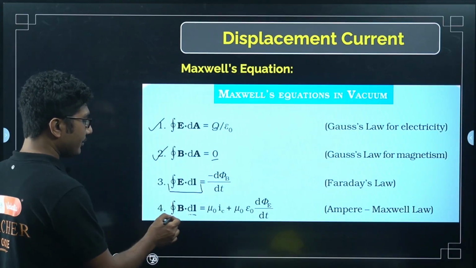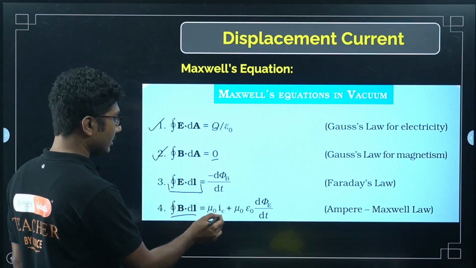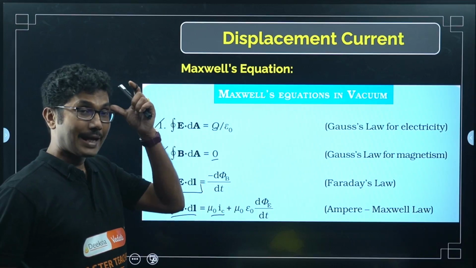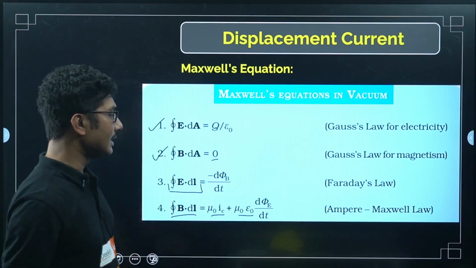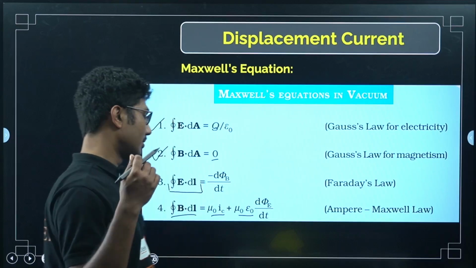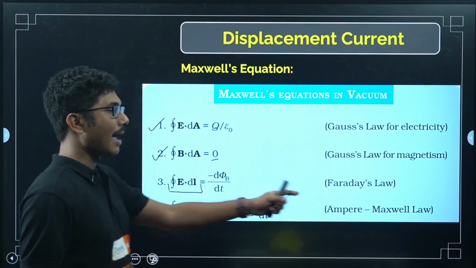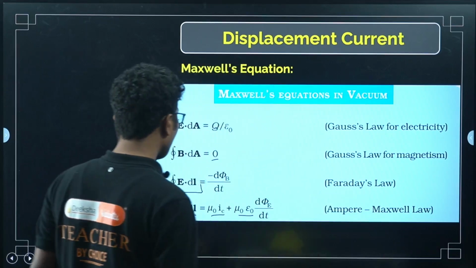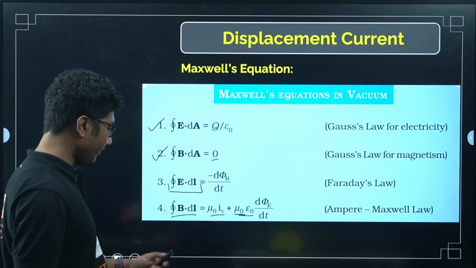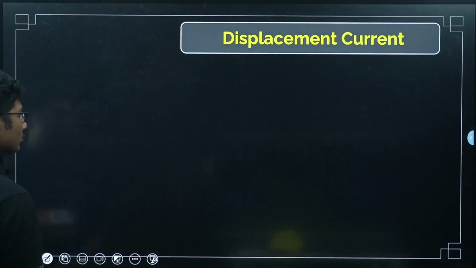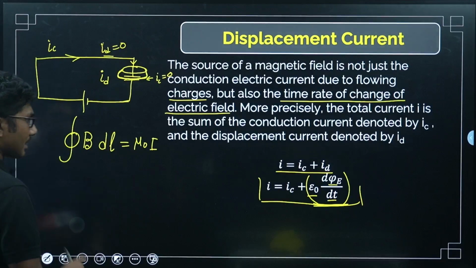Also, B dot dl, we just learned that this is mu naught I_C, which is Ampere's equation, and mu naught epsilon naught d phi E by dt is Maxwell's correction. So this is the modified Ampere's equation, or sometimes called the Ampere-Maxwell law. Now you might wonder where this mu naught is coming from. In our previous slide, there was no mu naught, right? So from where this mu naught is coming, let us understand that.